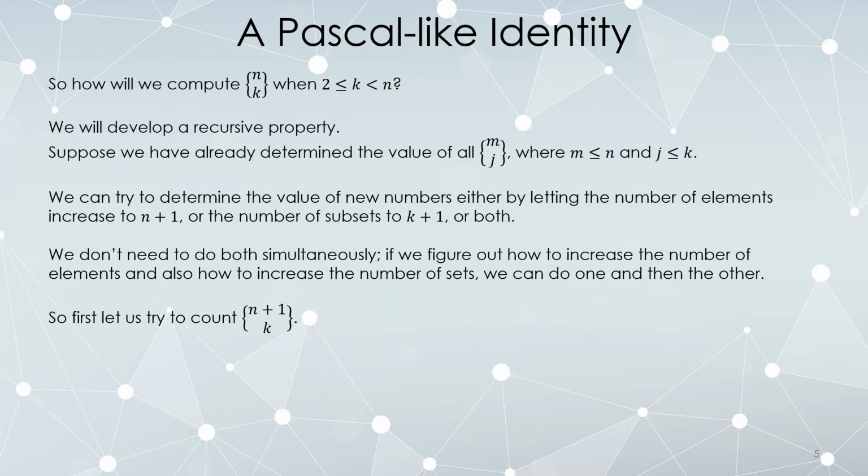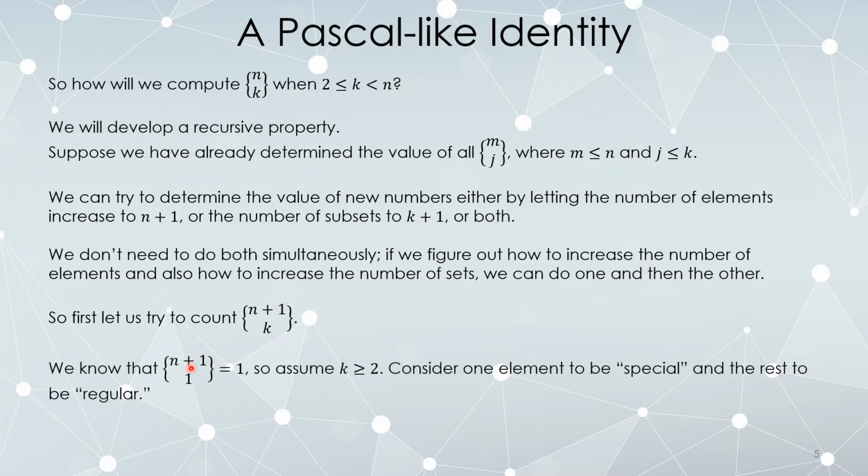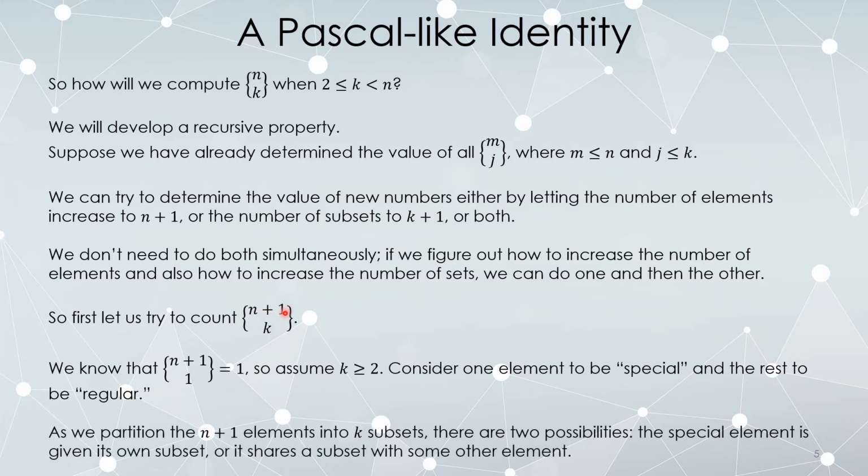So first, let's see, how can I distribute n plus 1 elements into k non-empty sets? Well, we know that if I want to put it into a single set, there's only one way to do it, so let's assume the number of sets is at least as large as 2. We're going to do a similar trick that we've done before. Out of the n plus 1 elements, consider one element to be special and the rest to be regular. So now I want to distribute n plus 1 elements into k non-empty sets, and one of these elements is special. Well, there's two possibilities. Maybe the special element goes into its own set, or maybe it goes into a set along with something else.